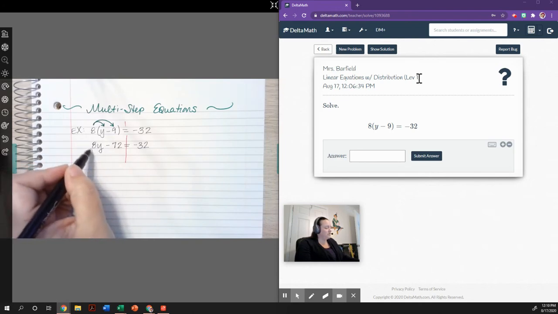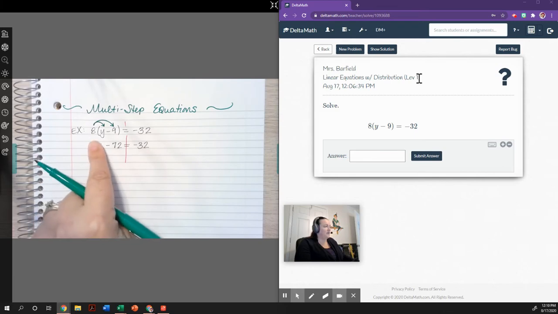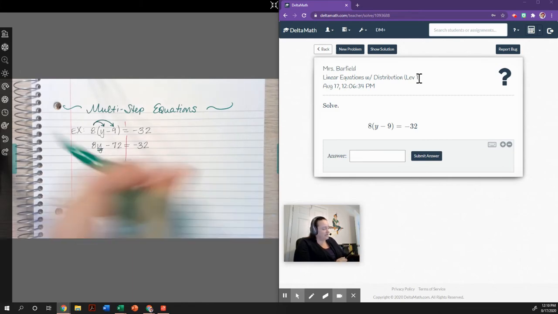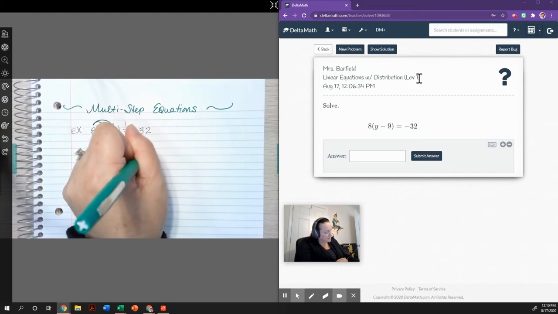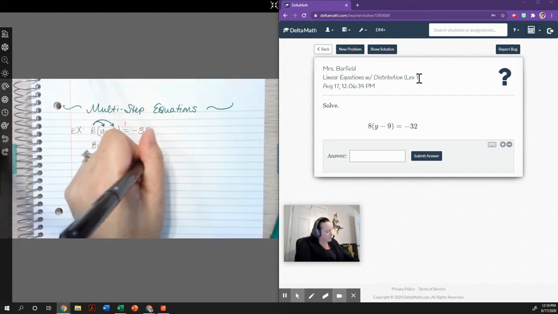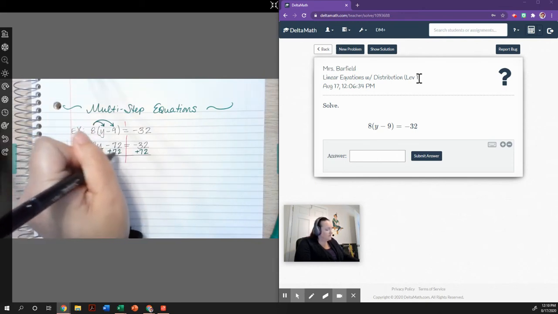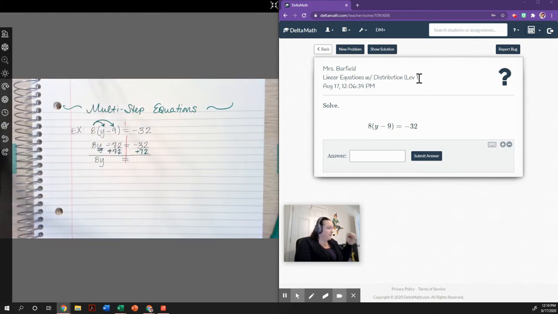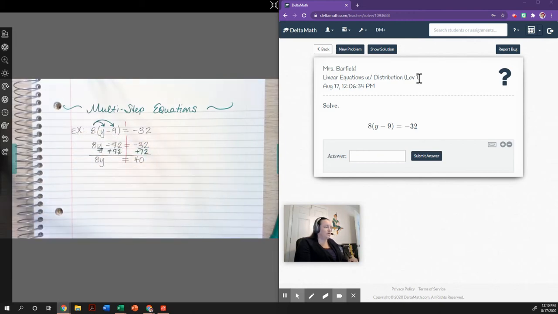All right, so now I need to isolate my y, which means I have to isolate 8y. So I need to do something with this minus 72. Well, the opposite of minus is plus. So I'm going to add 72, add 72. I'm going to bring down the 8y. Negative 72 plus 72 equals 0, equals, and then negative 32 plus 72 is positive 40.